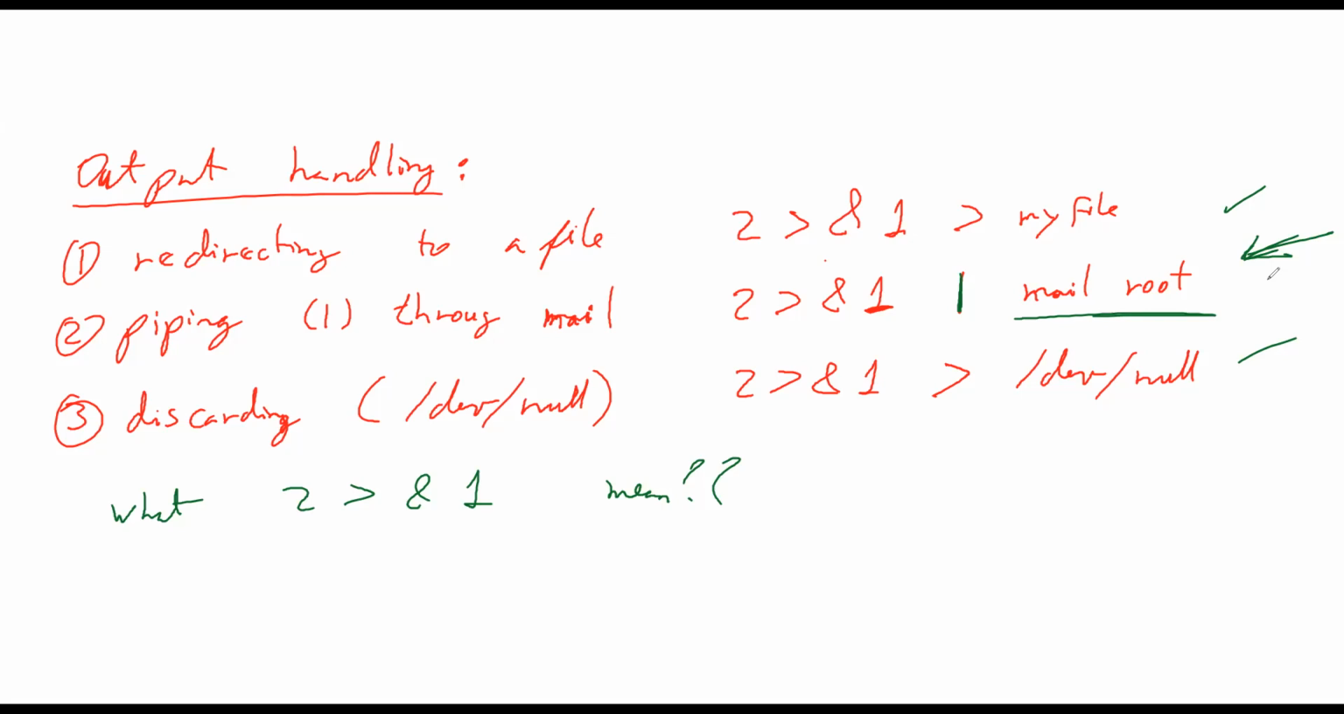So now let's take a look at the question: what does the 2 greater than ampersand 1 mean, right? So what is the meaning of those over there? So let's think about it. The 2 means all. Right, so first, before we do that, we have to talk about a process.